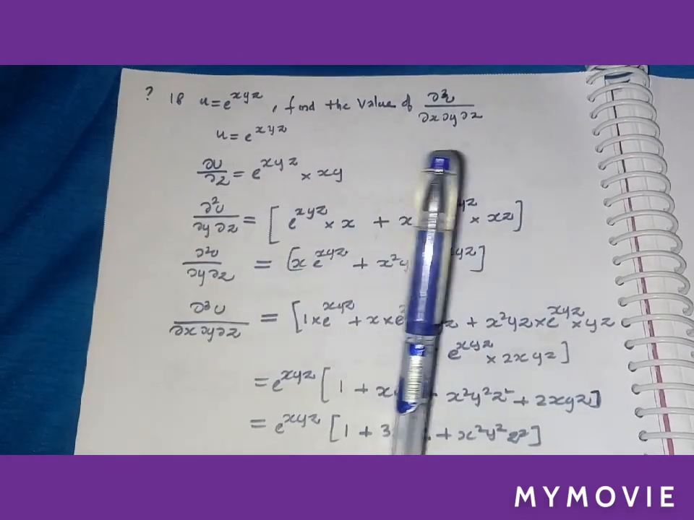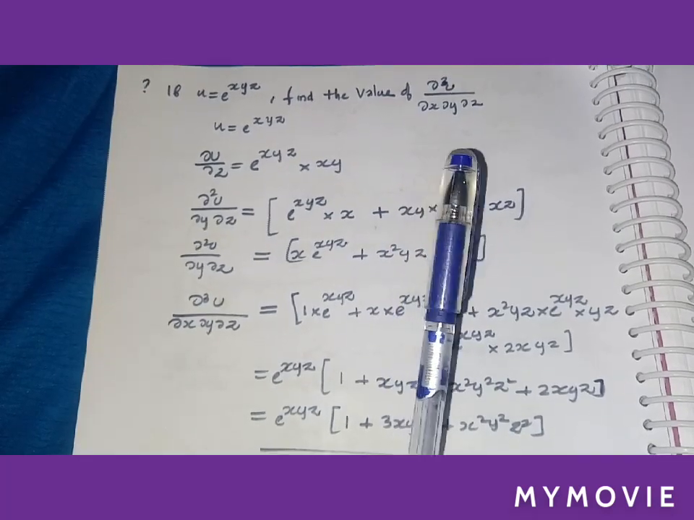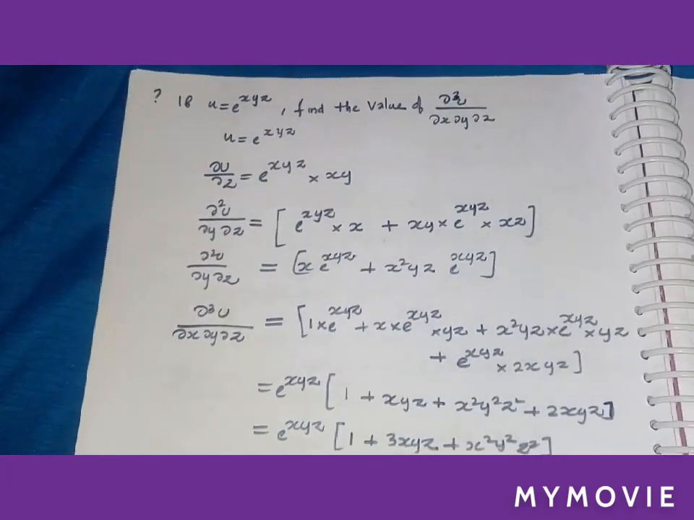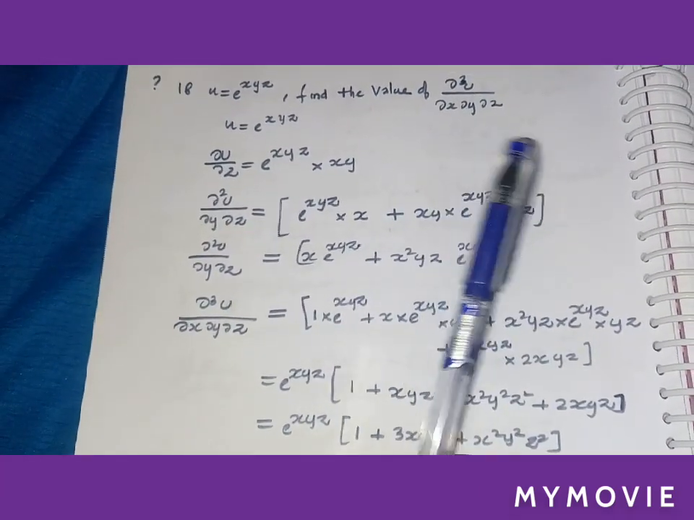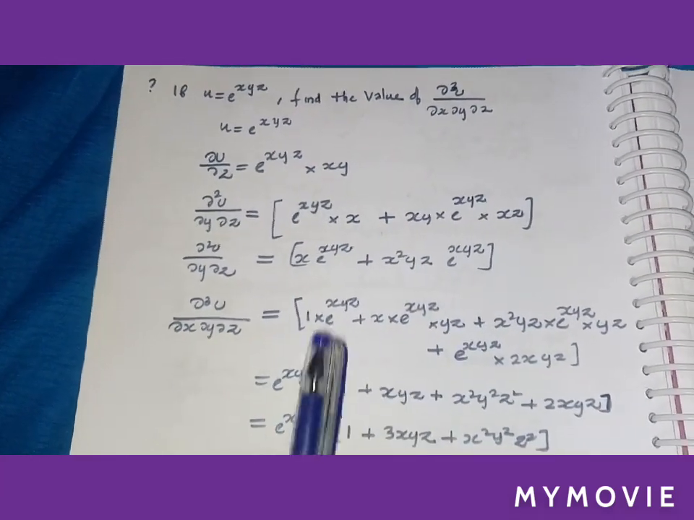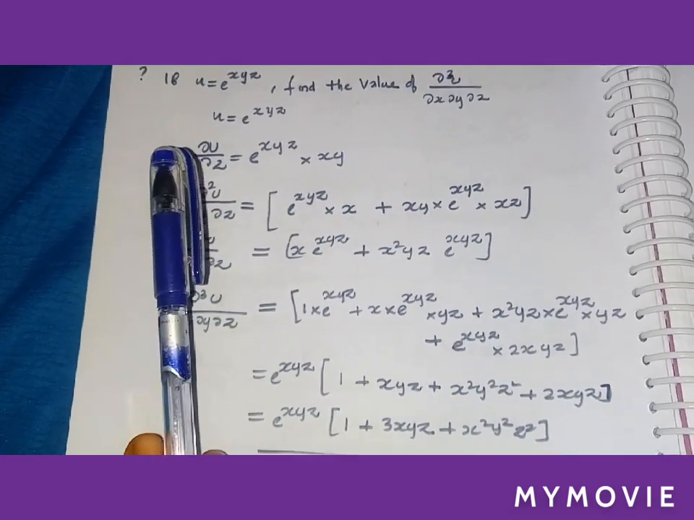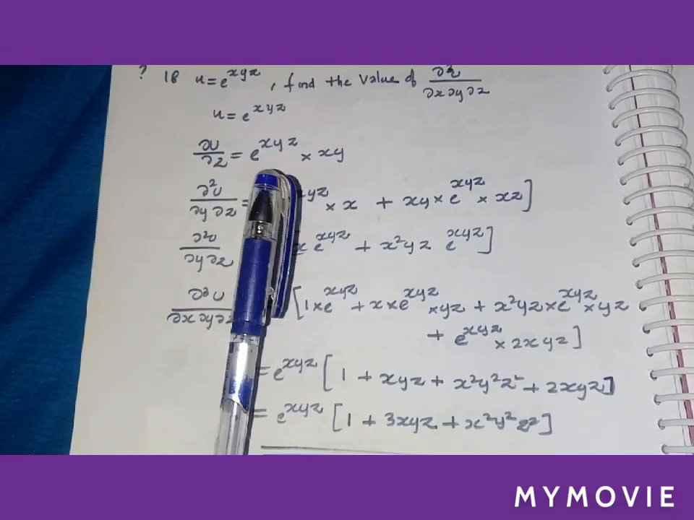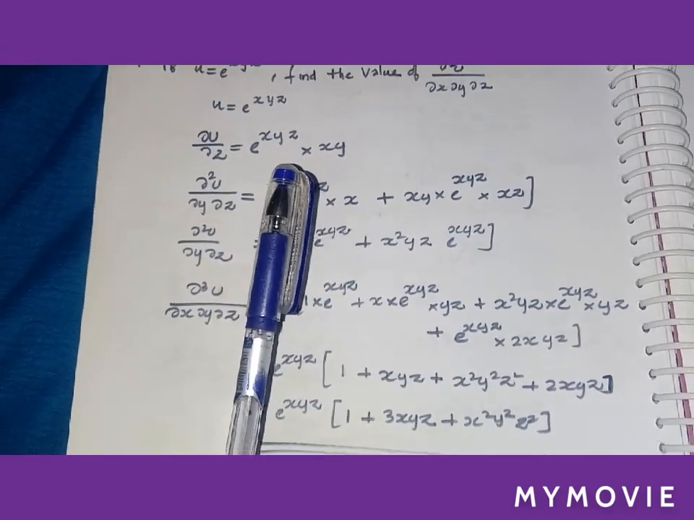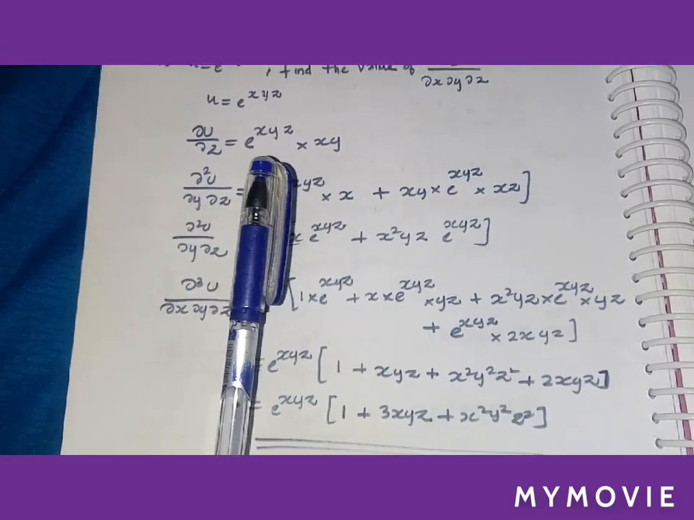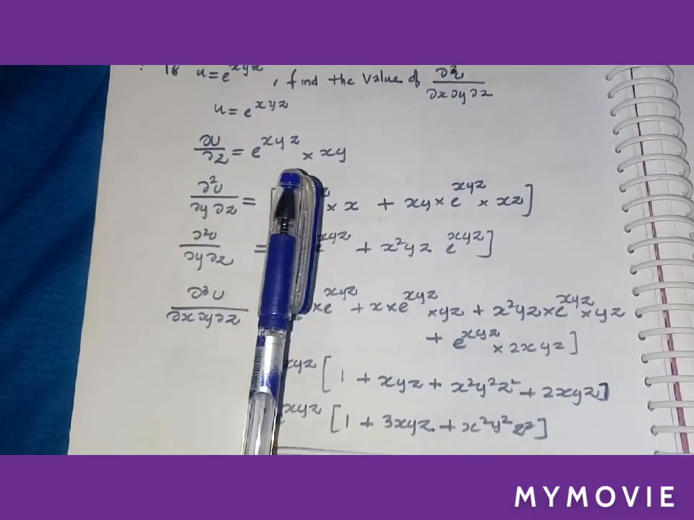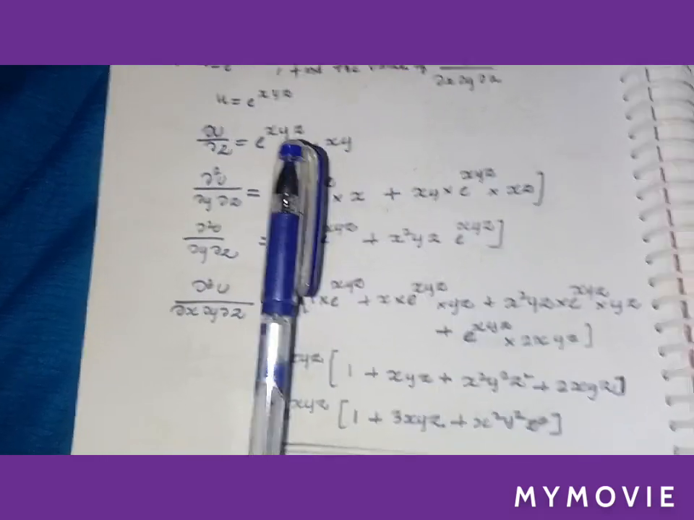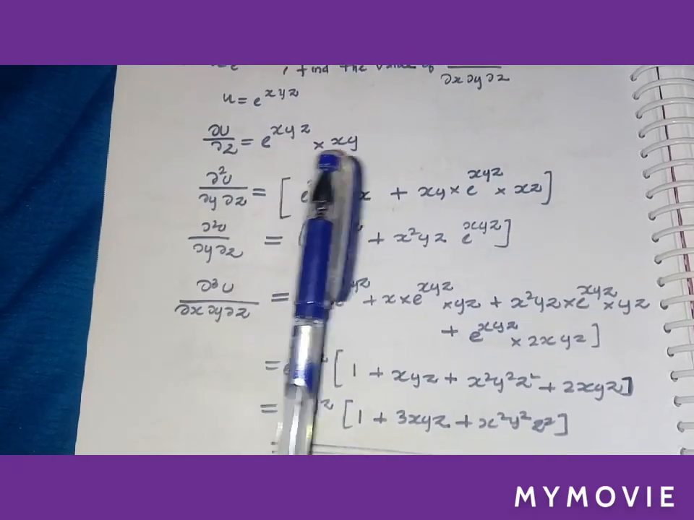Find the value of dou cube u divided by dou x dou y dou z. We first find the derivative with respect to z, then y, and then x. So first we differentiate with respect to z, that is dou u by dou z is equal to e raised to the function, which stays the same, into the function's derivative, that is e raised to xyz into the derivative with respect to z, where xy is constant, that is xy.